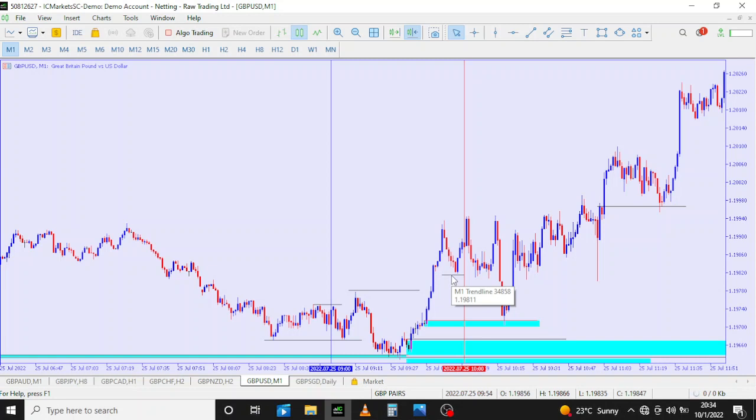And later on, it manipulated that liquidity and went on and created these equal highs. And went below and cleared this liquidity.